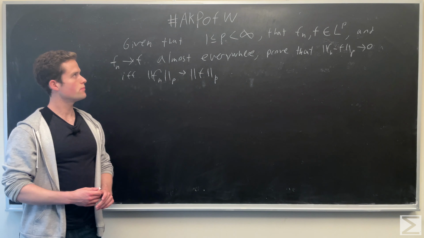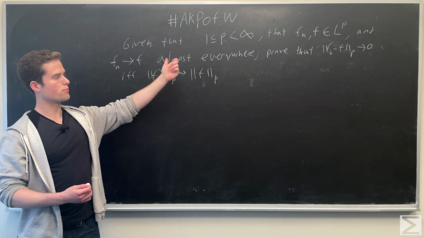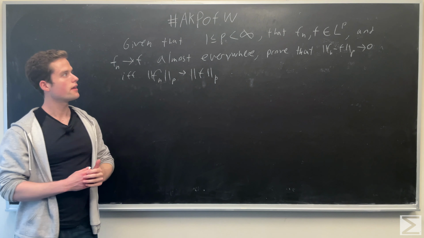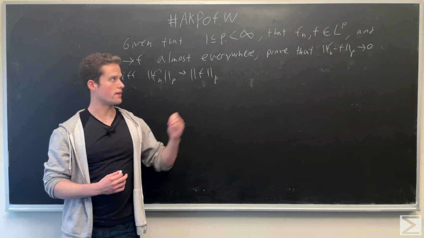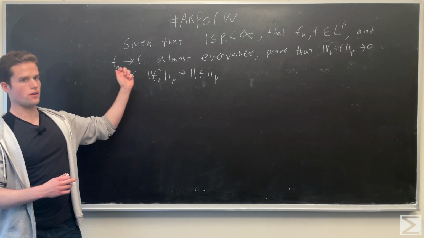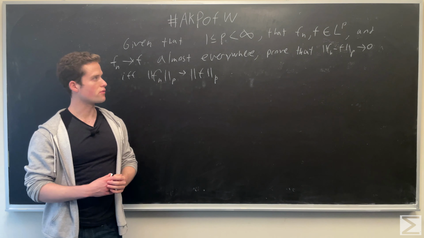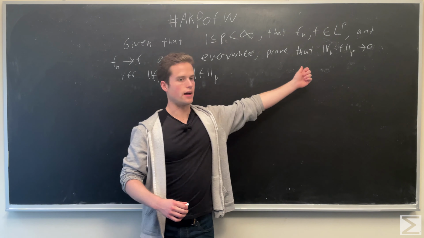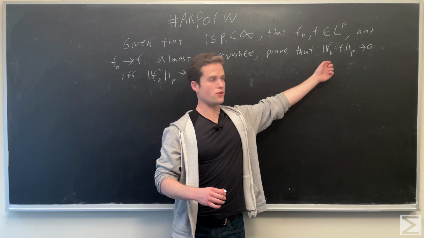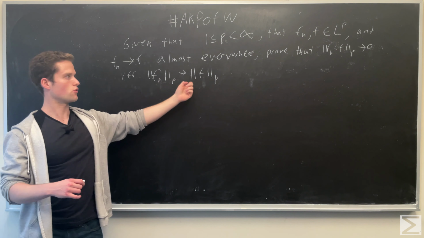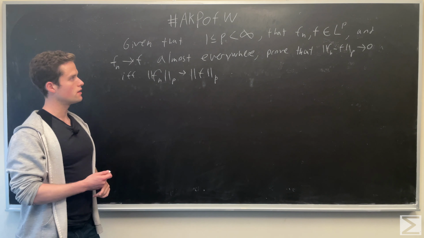For this week's problem, we're given that p is between 1 and infinity, so it's not infinity, that f_n and f are in L^p, and that f_n goes to f almost everywhere. We're going to prove that the L^p norm of f_n minus f goes to 0 if and only if the norm of f_n goes to the norm of f in this scenario.